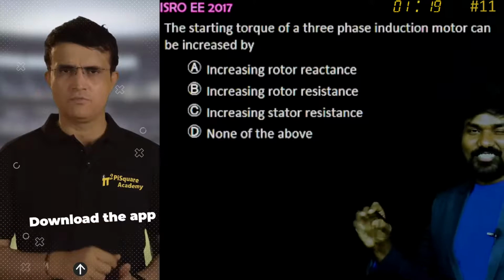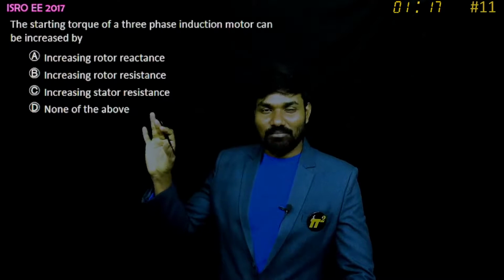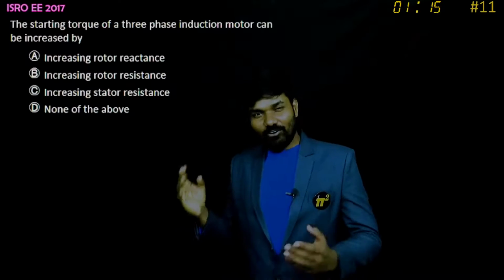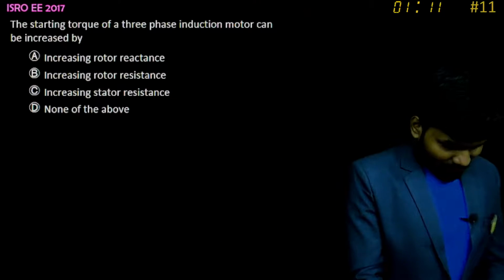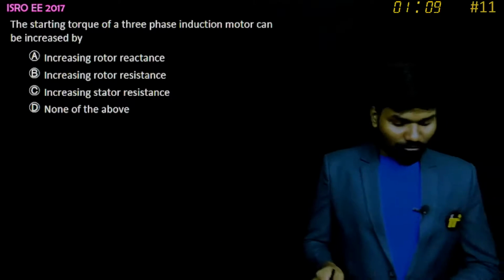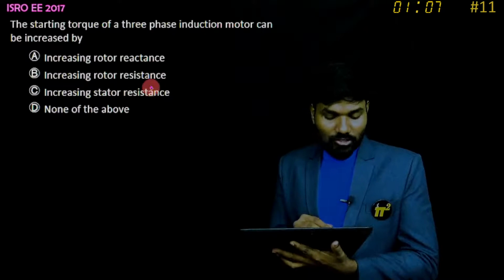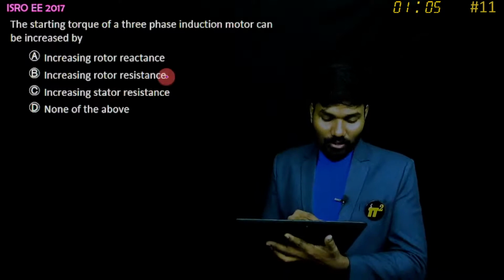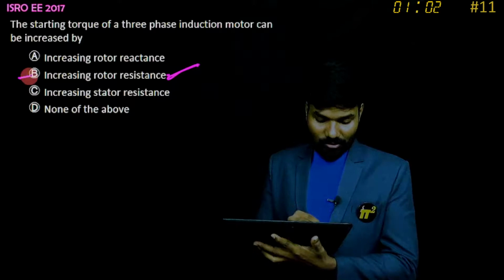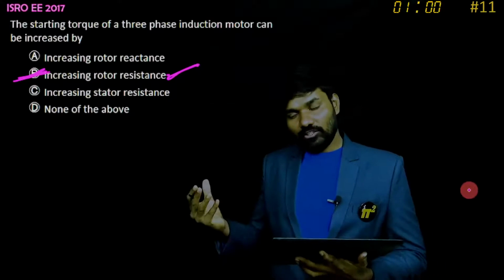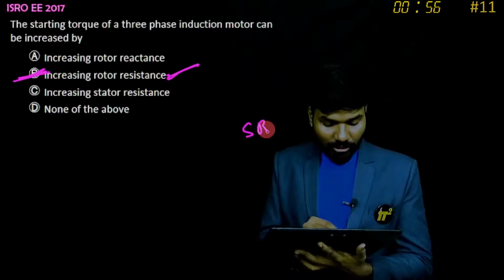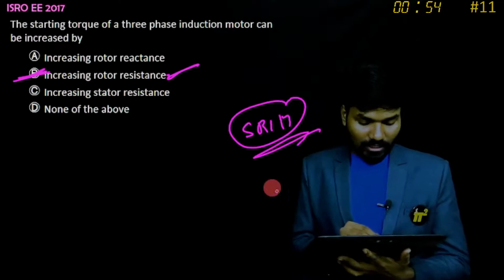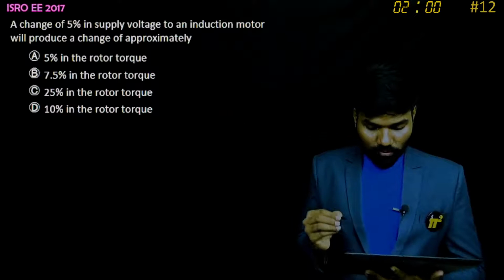I think this question is an easy one. Let's not take much time for this, because I already discussed this question in the previous parts also. It says the starting torque of a three-phase induction motor can be increased by increasing the rotor resistance. Higher the rotor resistance, higher the starting torque. That's the beauty of the slip ring induction motor. I have already extensively explained this. Next one.